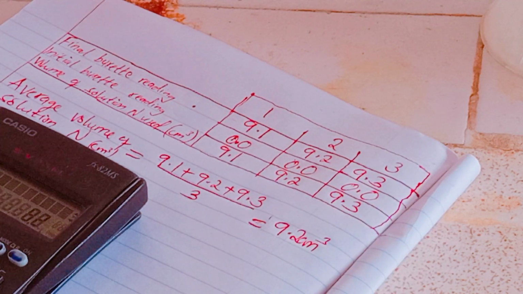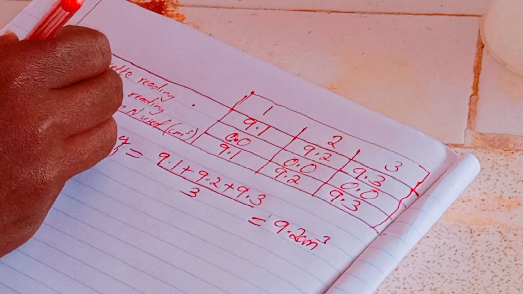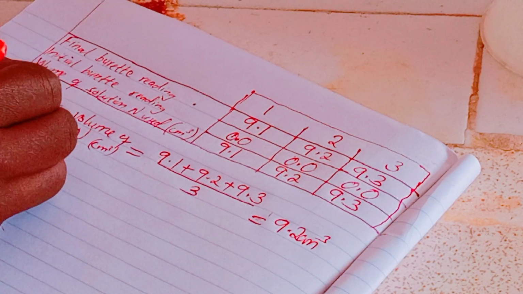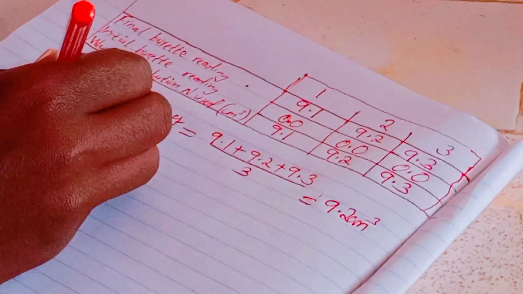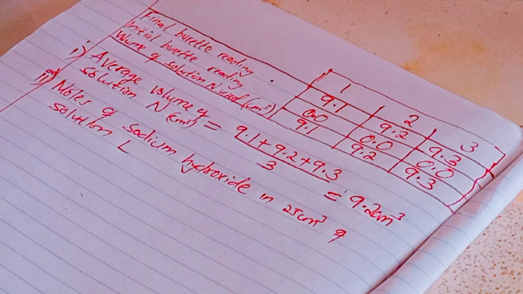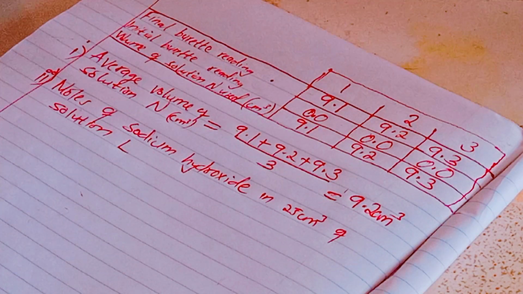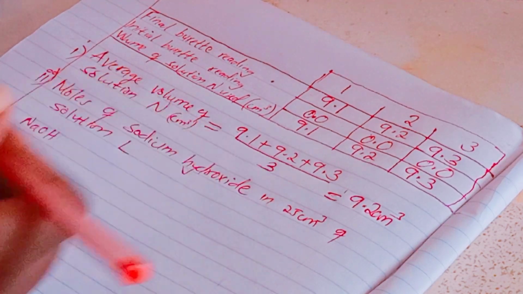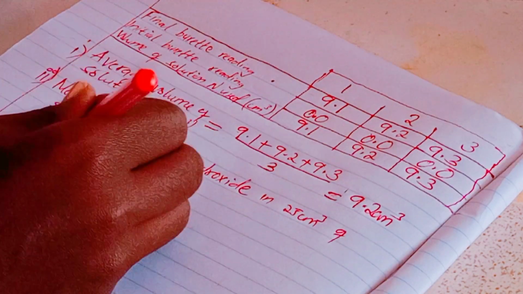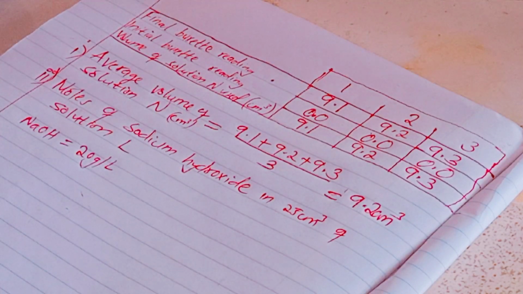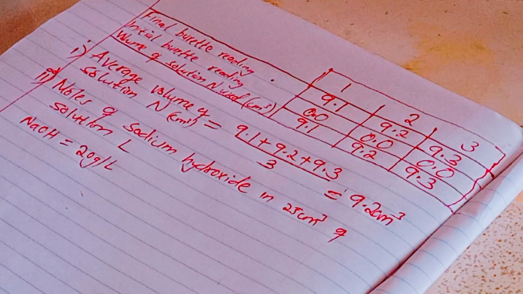That's very good. The next question, we are told to find the moles of sodium hydroxide of solution L in 25 cubic centimeter. Remember, for sodium hydroxide, NaOH, you are given the concentration in gram per liter, which was 20 gram per liter. That's very good.